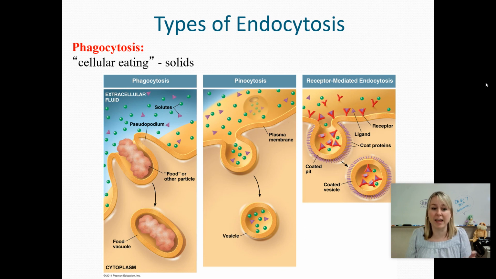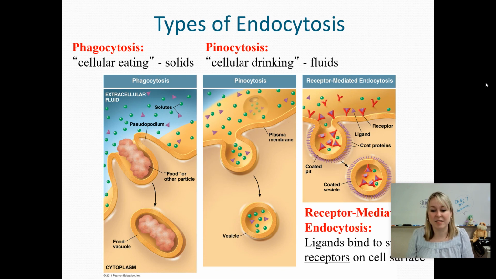Phagocytosis, phage, that prefix means to eat or eating. So this is an eater cell. Cyte, that means cell. Pino has to do with drinking or liquid. And then we have receptor mediated, which means it only happens whenever there are things locked on to the receptors. Then that causes the membrane to engulf those substrates.